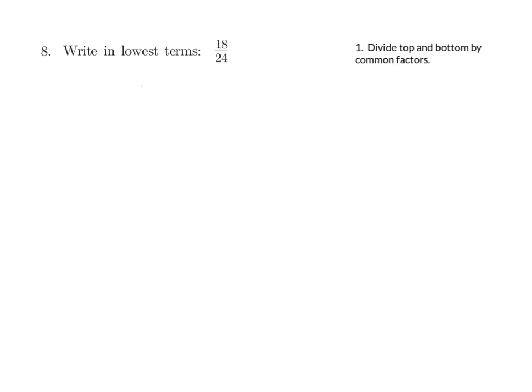So if we look at 18 over 24, I want to know what number divides into 18 and 24. I come up with 6. So we're going to divide the top and bottom by the same number, and we get 18 divided by 6 is 3. 24 divided by 6 is 4. So our final answer is 3/4, since this does not simplify any further.